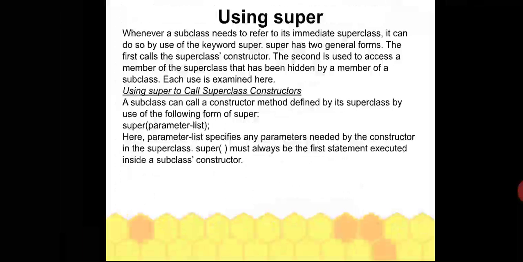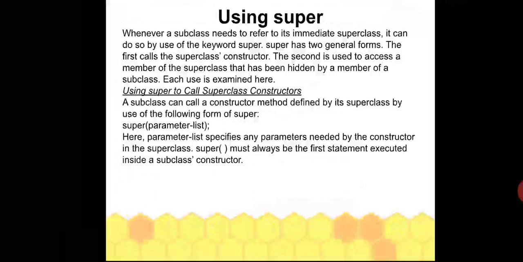Now class B extends A. Now again class C extends B. Now you have three classes, isn't it? You have class A, class B, class C, where class B extends the properties of class A and class C extends the properties of class B.